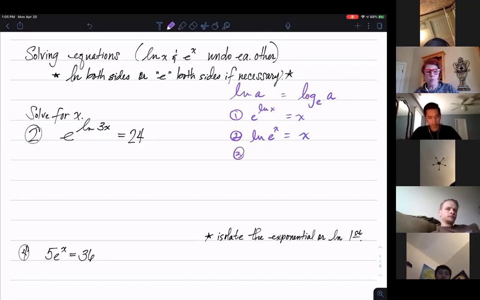One that we've already run into several times is that the natural log of e, just a plain old natural log of e, is going to equal 1.